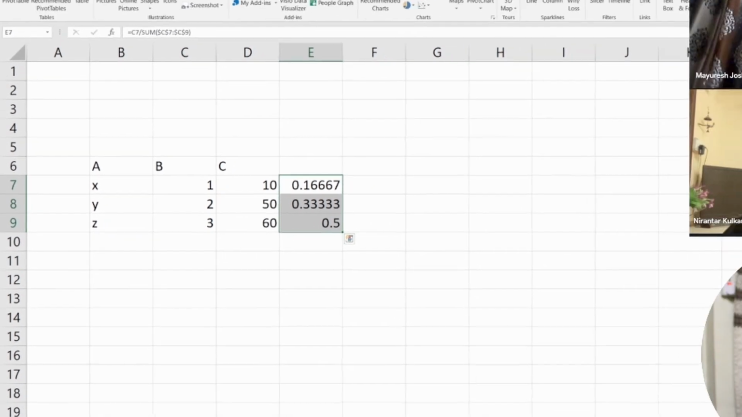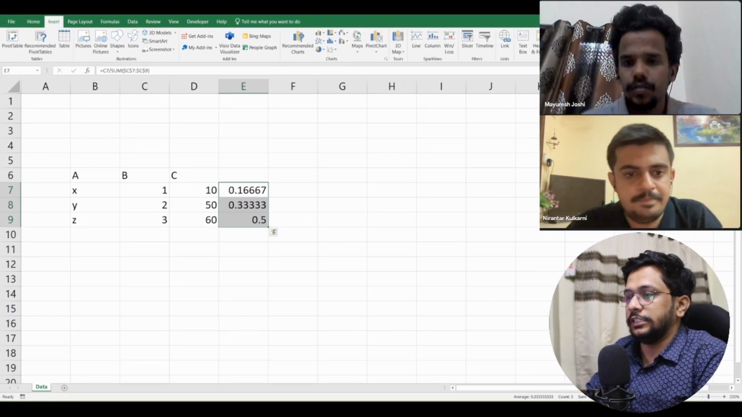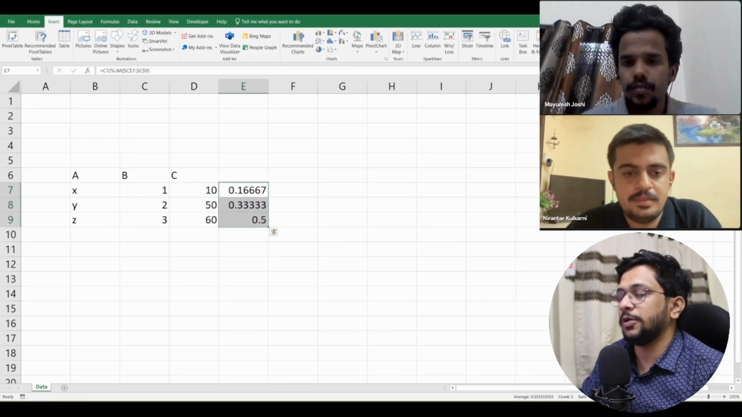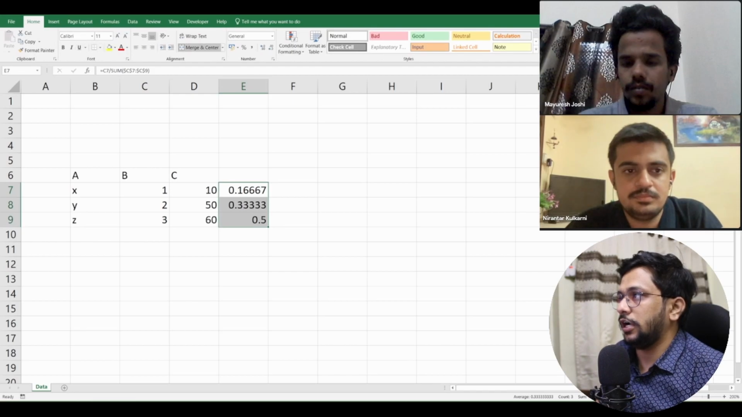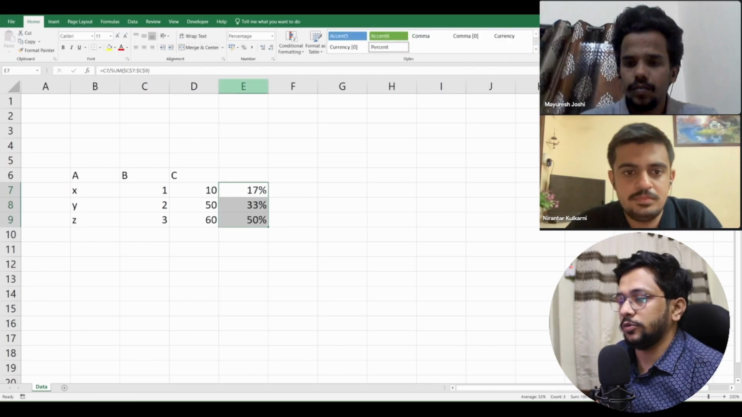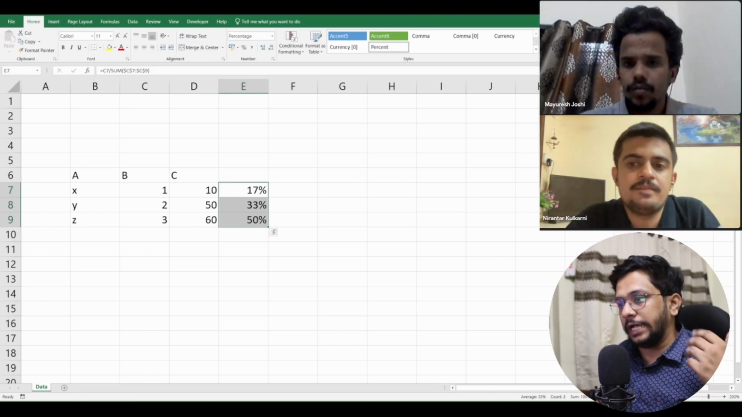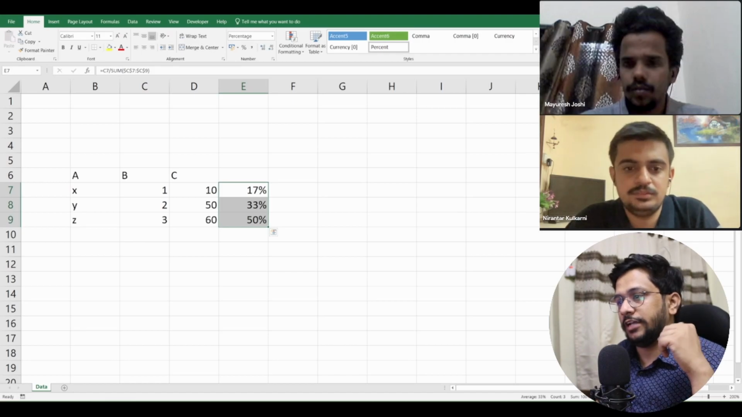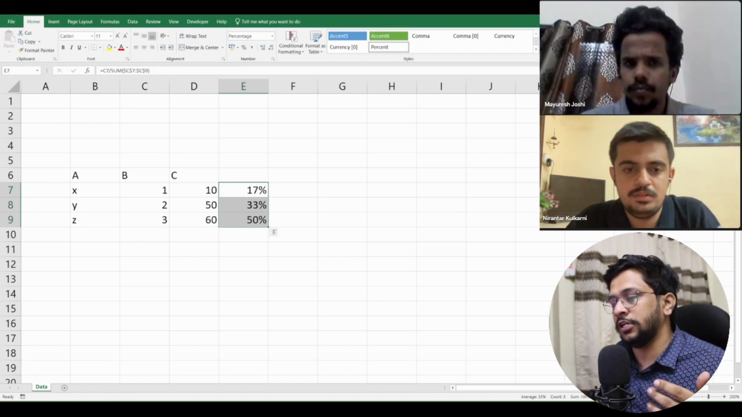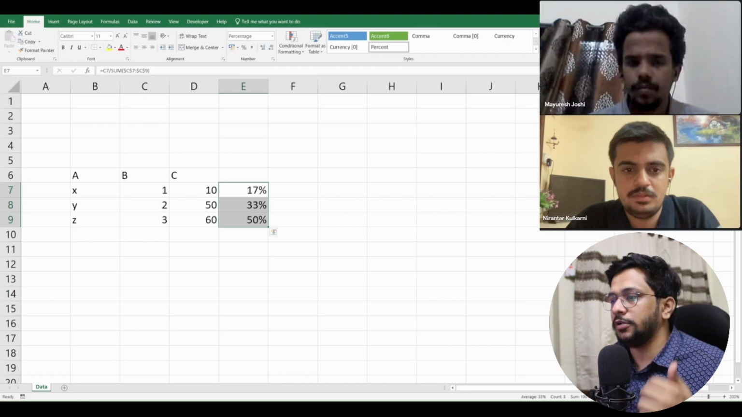So this is it, right? Z category is contributing 50%, Y category is contributing 33%, whereas the first one is contributing just 17%. So whenever you want to do a pie chart, it should be a percent value. Correct. And whenever you want to show a bar chart, most of the time it will be an absolute value only.